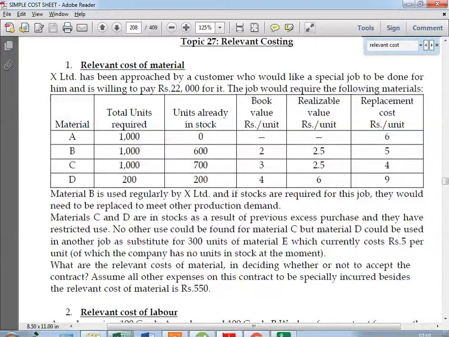It's not save 5 rupees, it's a different amount. I have purposely told 5 rupees. It says 200 units can be used as a substitute for 300 units of E. So technically it is not 5, it is 7.5.